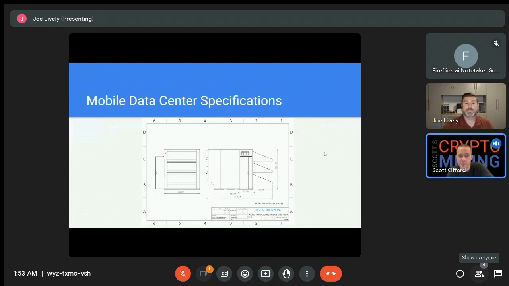Great. So just show us a few more sample diagrams or charts. Sure, I've got a couple more documents I want to share with you.